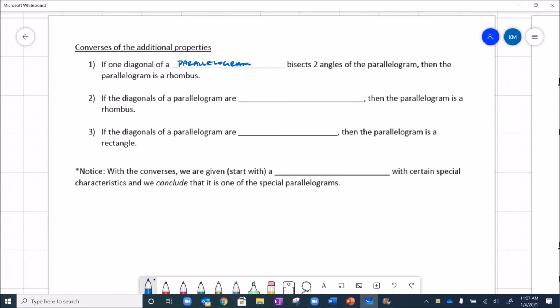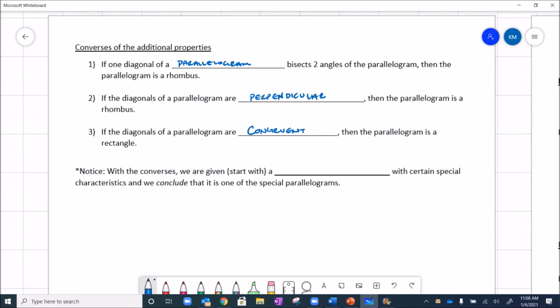If the diagonals of a parallelogram are perpendicular, then the parallelogram is a rhombus. And then finally, if the diagonals of a parallelogram are congruent, then the parallelogram is a rectangle.